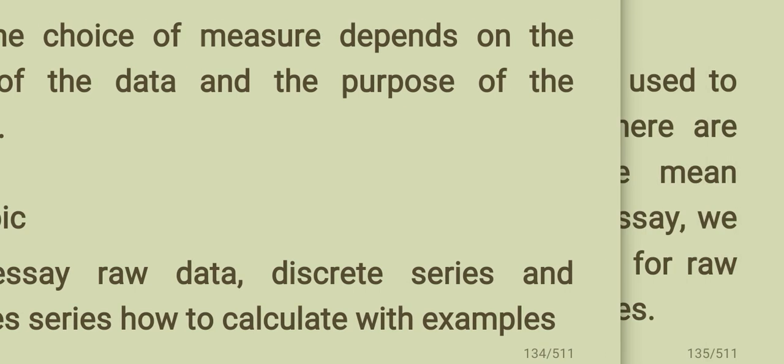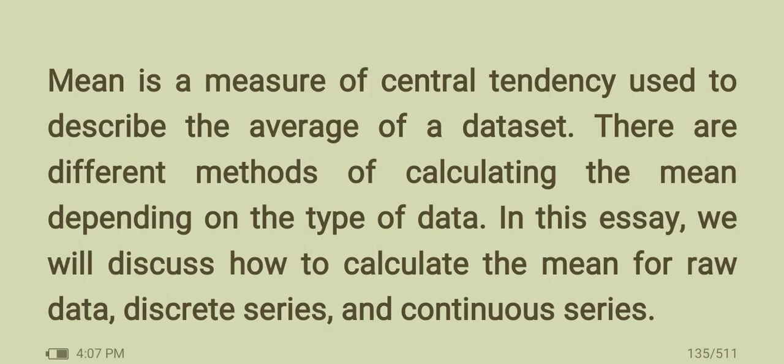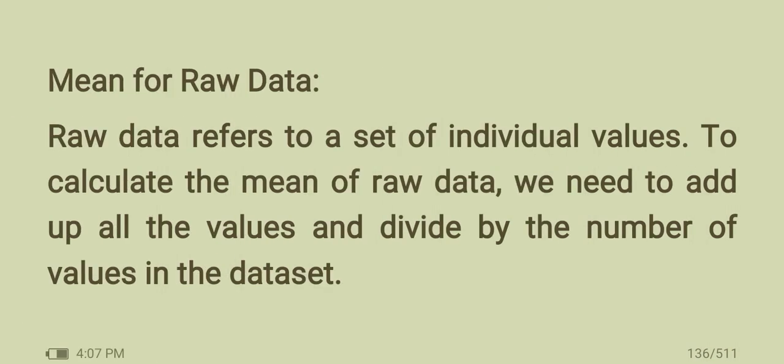Next, mean. Mean is a measurement of central tendency used to describe the average of a dataset. There are different methods of calculating the mean depending on the type of data. In this essay, we will be discussing how to calculate the mean for raw data, discrete series and continuous series. So first, mean for raw data. Raw data refers to a set of individual values. To calculate the mean of raw data, we need to add up all the values and divide by the number of values in the dataset.